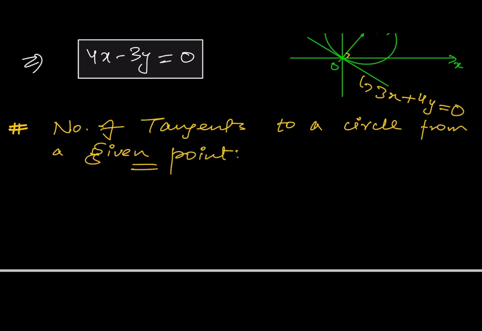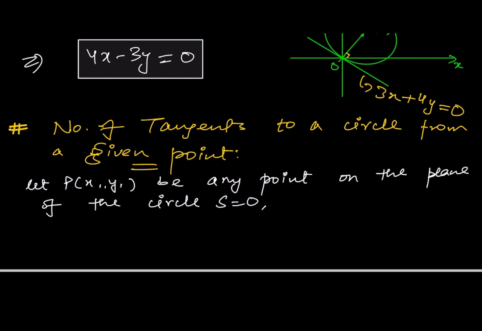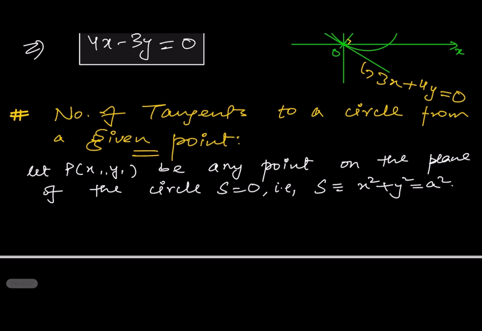Students, let's say point P (x1, y1) is a given point on the plane of the circle. The circle is S = 0, that is S is x square plus y square equal to a square. I am taking a circle with center (0, 0) and radius a. We will talk about the general circle later also, having center (-g, -f) and radius root over g square plus f square minus c.